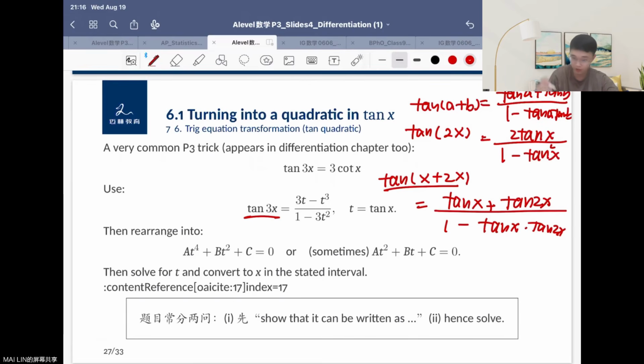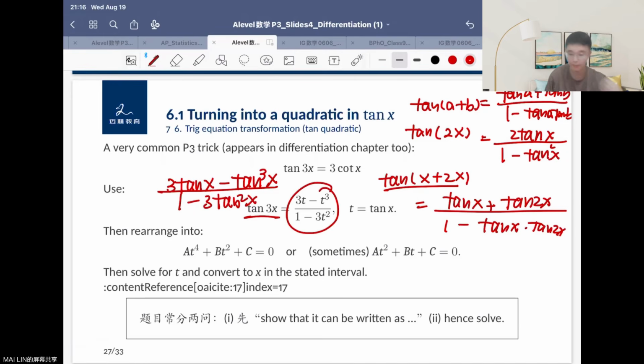So put that in here and you find that tan 3x equals 3 tan x minus tan cubed x, divided by 1 minus 3 tan squared x. Then you can let t equal tan x, so it becomes 3t minus t cubed over 1 minus 3t squared. In some problems we use these rules to help simplify the equations. Finally, after rearranging, it turns into a t to the power 4 plus b t squared plus c equals 0, or sometimes a t squared plus b t plus c equals 0.